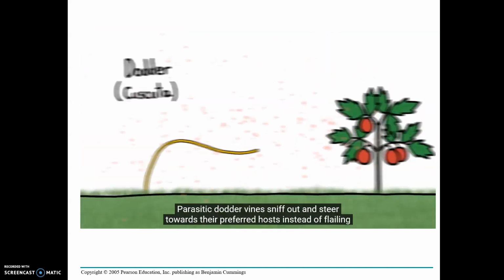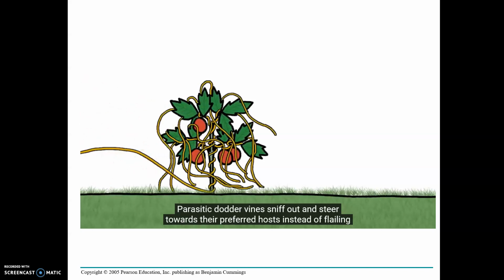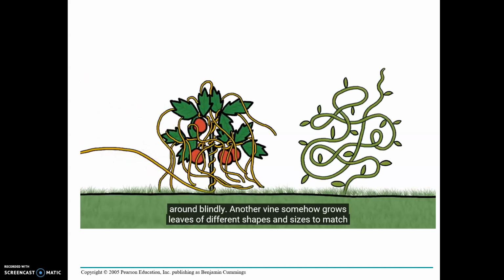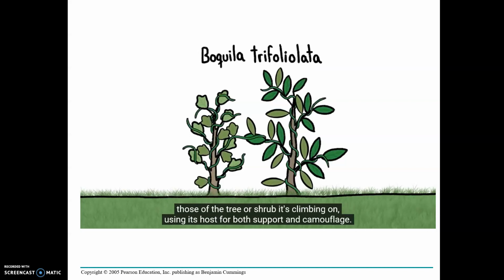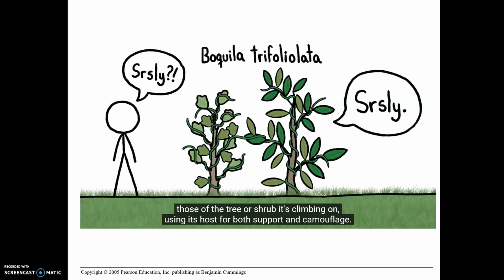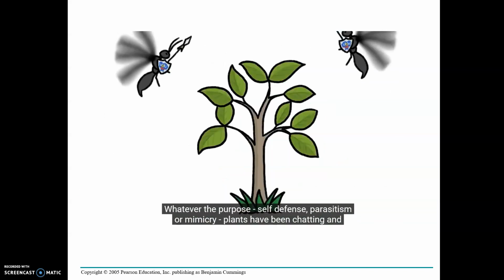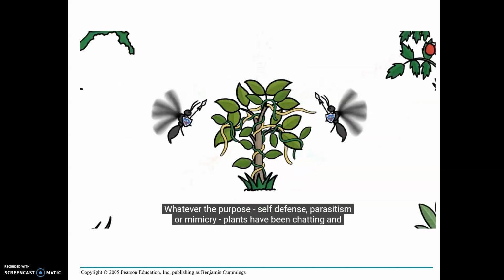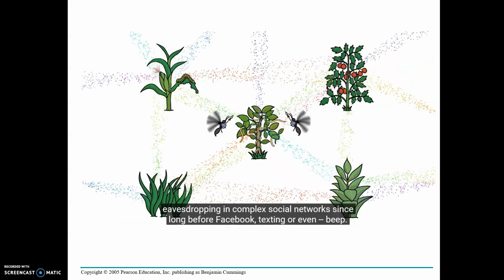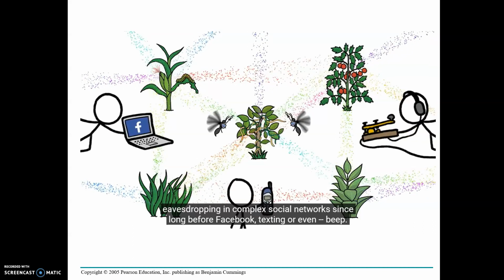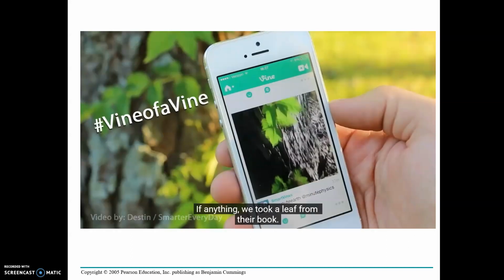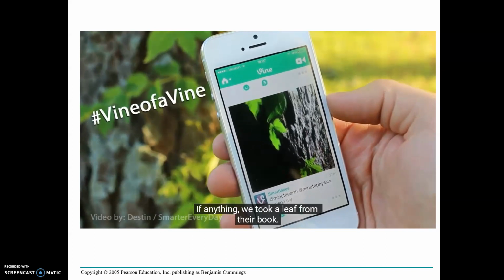Parasitic dodder vines sniff out and steer towards their preferred hosts instead of flailing around blindly. Another vine somehow grows leaves of different shapes and sizes to match those of the tree or shrub it's climbing on, using its host for both support and camouflage. Whatever the purpose, self-defense, parasitism, or mimicry, plants have been chatting and eavesdropping in complex social networks since long before Facebook, texting, or even... If anything, we took a leaf from their book.